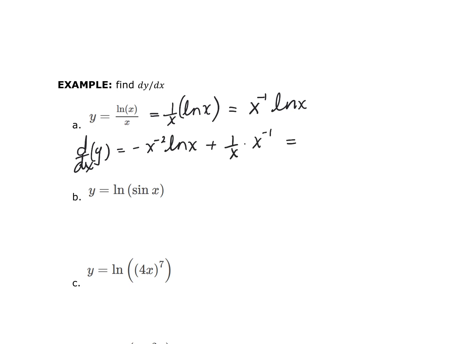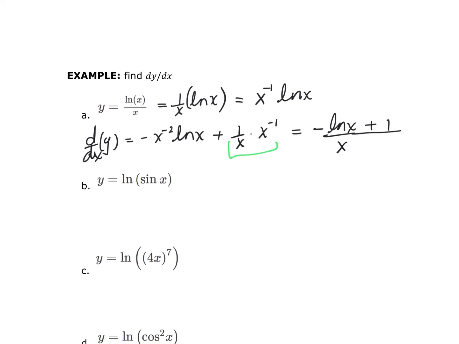Now I'm just going to clean this up a little bit and write this as the negative natural log of x over x squared. Now, because this is also going to become x squared, I can write it all over x squared, and so I can write it as 1. And that's my final answer.